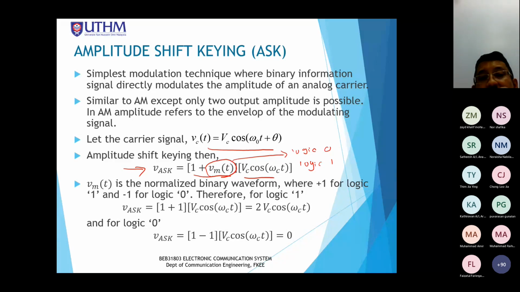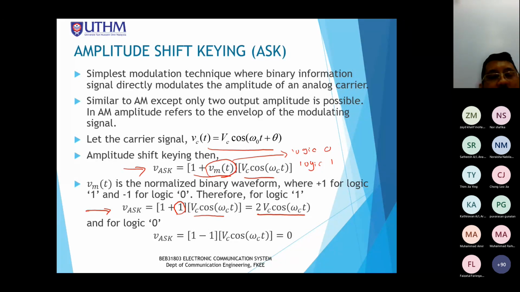Okay, so there are only two possibilities, either logic 0 or logic 1. In digital, we are not using VMT equal to VM sine 2 pi FMT, not like that. VMT is either logic 0 or logic 1. Only two possibilities. If the input is logic 1, that means VMT is equal to 1. So 1 plus 1 multiplied with the carrier, we are going to produce 2 VC cos omega CT.